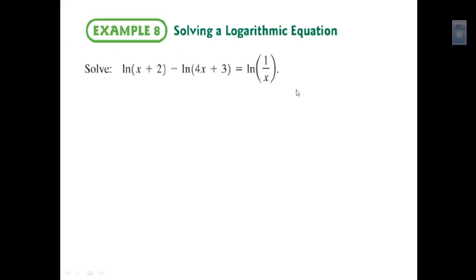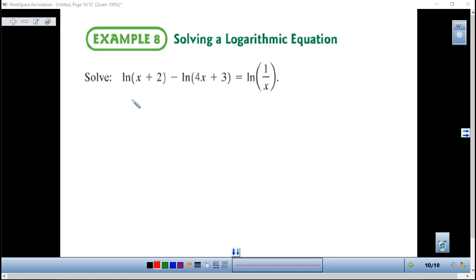All right, so let's work this one out. We're going to have to get a natural log on one side and a natural log on the other side and make them match. So in this case, we're going to use our properties again to condense this side into one single log expression. Since we're doing a subtraction, we're going to end up having a quotient, using the quotient rule for logs. So we're going to have the natural log of x plus 2 over 4x plus 3, and that equals the other side, which is still just natural log of 1 over x.